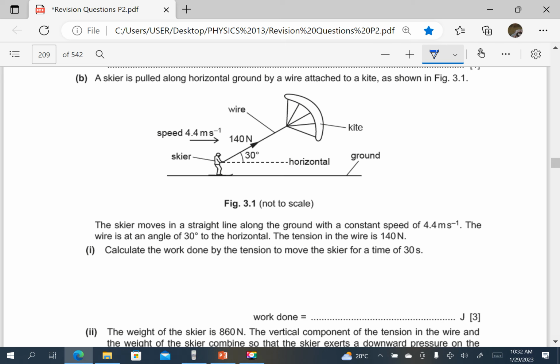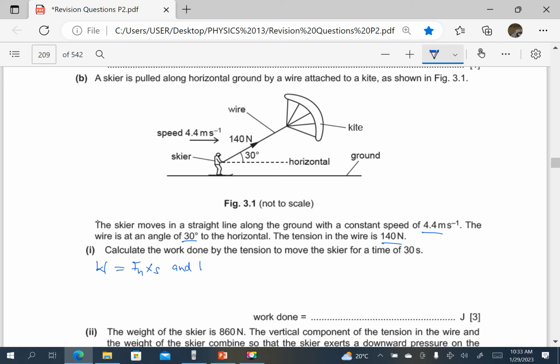The sled moves in a straight line along the ground with a constant speed of 4.4 meters per second. The wire is at an angle of 30 degrees to the horizontal, and the tension in the wire is 140 newtons. Calculate the work done by the tension. Work done is force times distance or displacement. Because the tension is acting at an angle of 30 degrees, and yet motion is in the horizontal, we need to find the horizontal distance. So work done will be equal to the force in the horizontal times the distance.